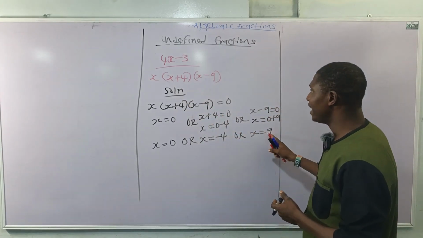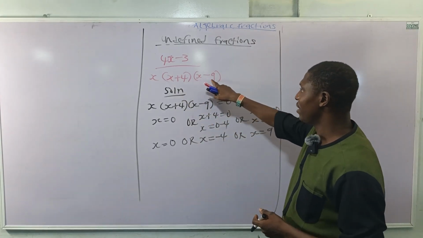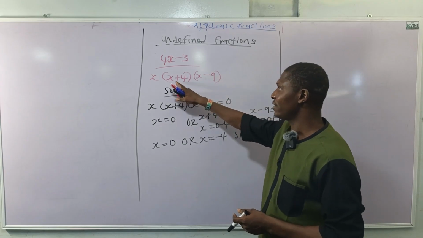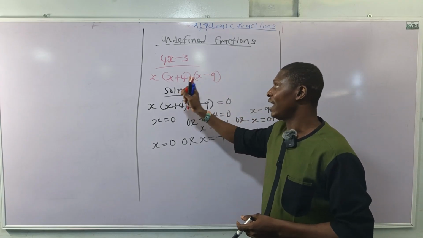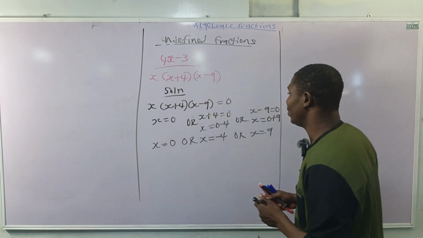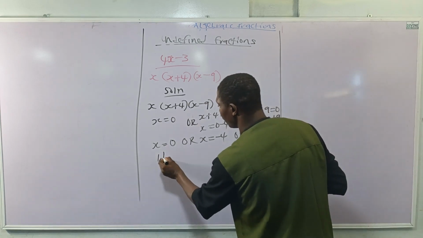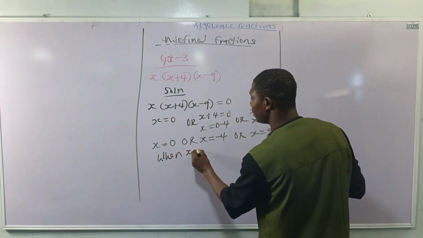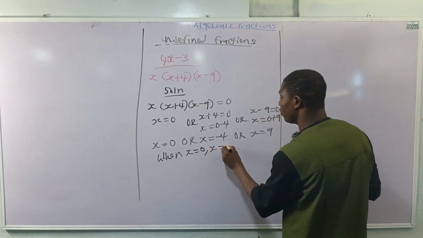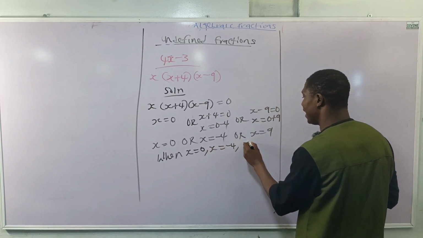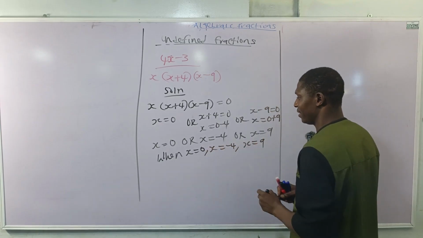0. And when x is 9, you can see 9 minus 9 will give me 0, and 0 times x plus 4 will give me 0, and 0 times x will give me what? 0. Therefore, the fraction is undefined when x equals 0, comma, x equals minus 4, comma, and x equals what? 9.